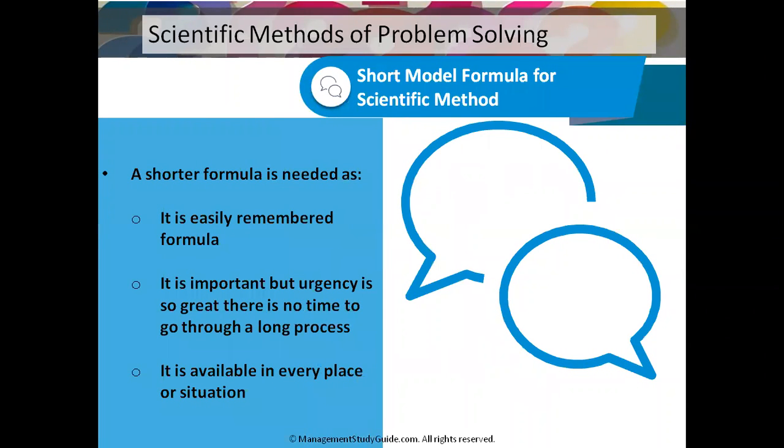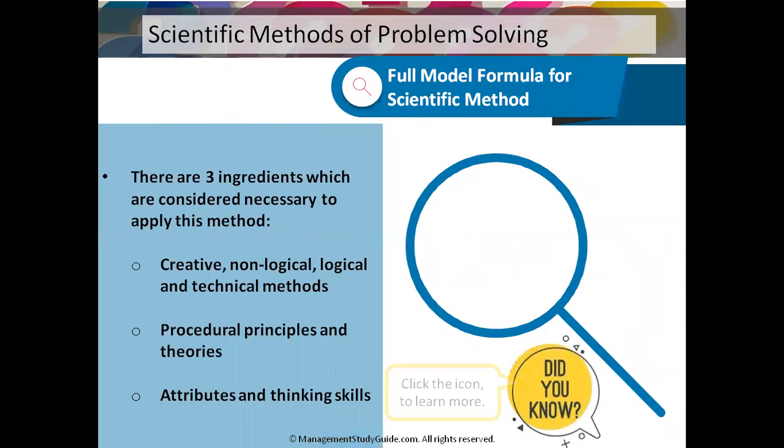Short model formula. The short model formula is needed as it is an easily remembered formula. It is important, but urgency is so great. There is no time to go through a long process. It is available in every place or situation. For the full model formula, there are three ingredients which are considered necessary to apply this formula. Number one, creative, non-logical, logical, and technical methods, procedural principles and theories. They will have attributes and thinking skills.